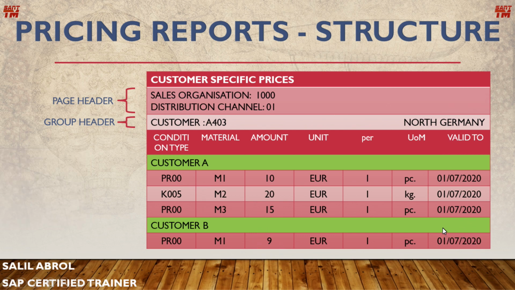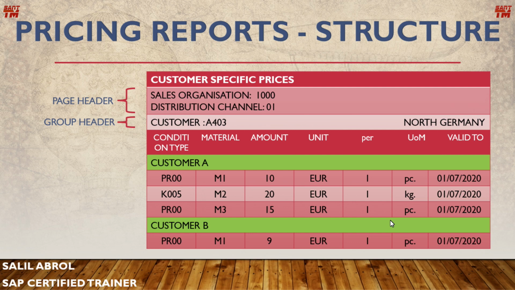I hope you got it now, what pricing reports are. This is the pricing report for customer number A: this material and this material at this much price, using this much unit of material, till this date. And for customer B, this material at this price based on number of pieces till a particular date.